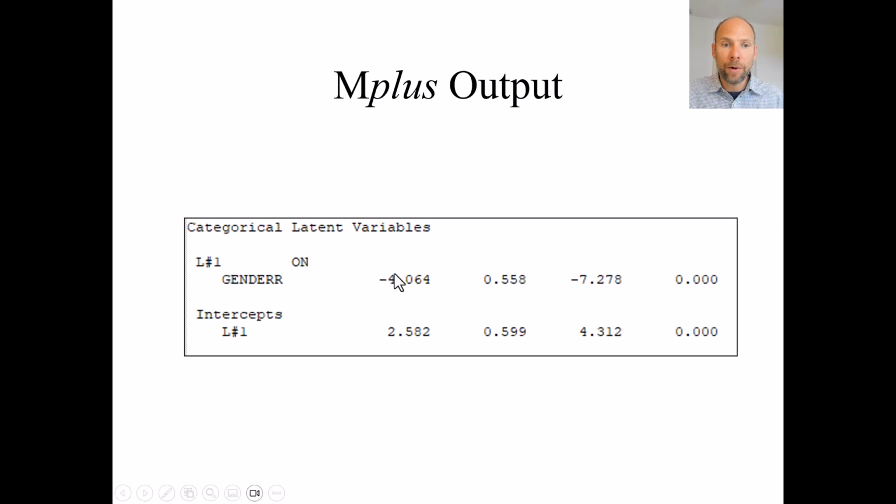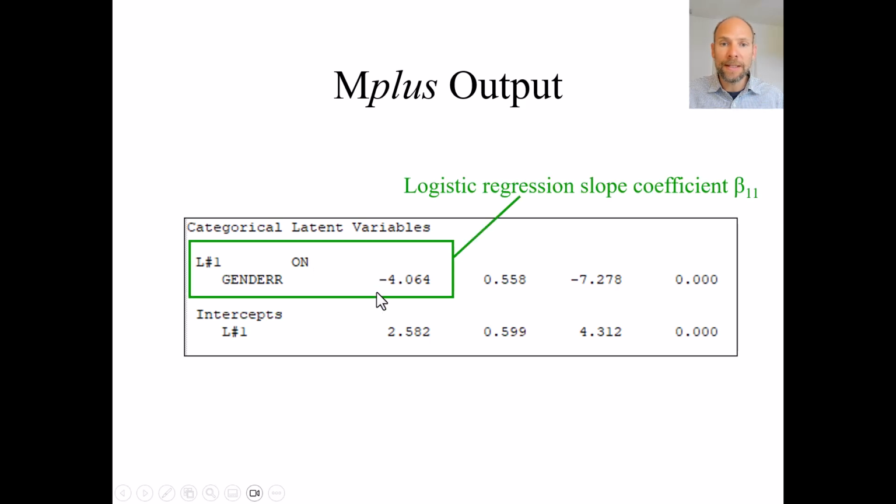The L pound 1 on gender coefficient here, this is actually a logistic regression slope coefficient that I indicate here as beta 1,1. And so Mplus reports this logistic regression slope coefficient for the regression of the latent class variable on gender, along with a standard error, which you can see here in the next column. 0.558 is the standard error, a Z statistic, which is a test statistic for testing the null hypothesis that the coefficient is 0 in the population.